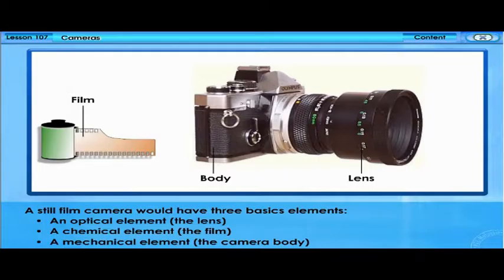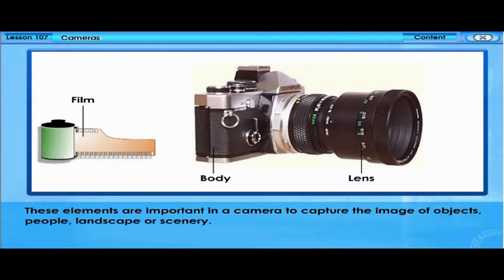A still film camera would have three basic elements: an optical element, the lens, a chemical element, the film, and a mechanical element, the camera body. These elements are important in a camera to capture the image of objects, people, landscape, or scenery.